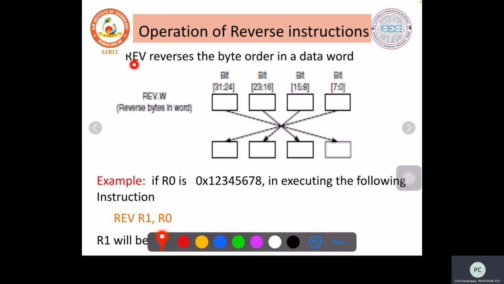Now I'll come to the first instruction, REV, reverse the byte order in a data word. We have 32 bit data; REV.W indicates that it is 32 bits of data. It is split into bytes, totally 4 bytes: 4 bytes times 8 bits equals 32 bits. Now please look here: bit 0 to bit 7, bit 8 to bit 15, bit 16 to bit 23, and the last byte, bit 24 to bit 31. So totally you have 4 bytes.